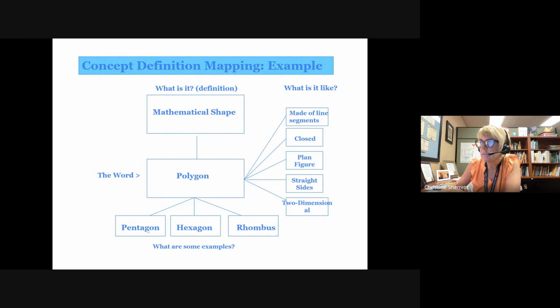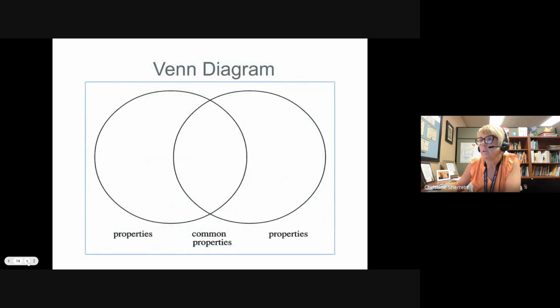So we can see if we did this, that the student would be able to know what that word meant. They know that it's a mathematical shape. They know examples and they know what it is like. So concept maps are great. Venn diagrams are another way that you can use if you're teaching concepts. If you were teaching about different animals, herbivores and carnivores, and even omnivores, you could have them in the middle there. So that might be an example. And so Venn diagrams are a way.